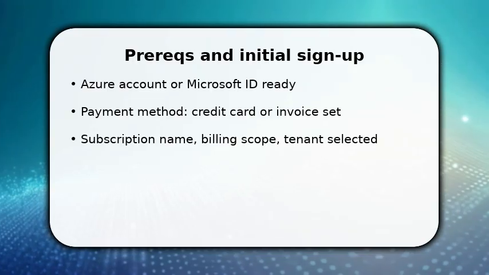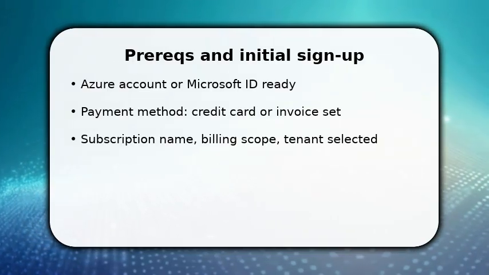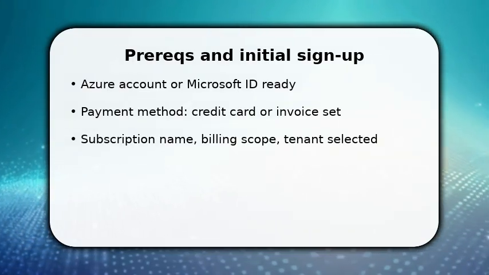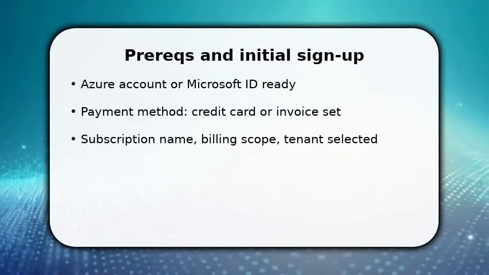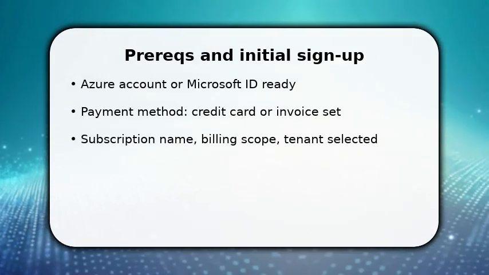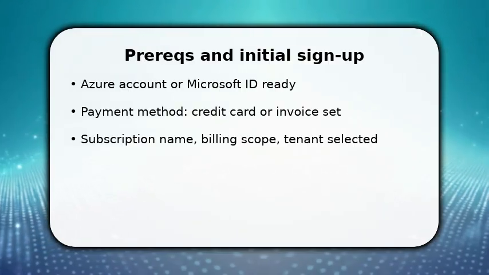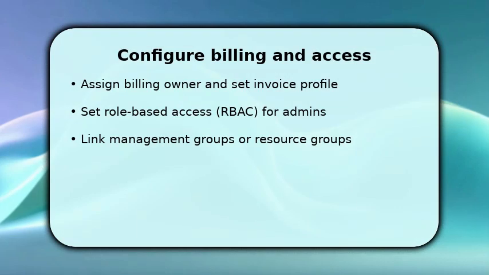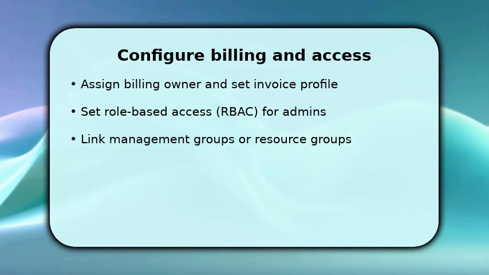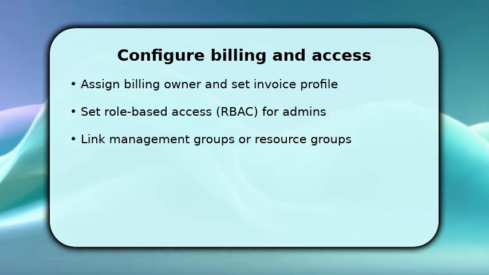Once done, click Add, pick an offer or Pay as you go, then enter a descriptive subscription name and billing scope. Make sure to select the correct tenant to avoid later cross-tenant issues, because the tenant determines identity and access boundaries. Next, configure billing and access so costs and permissions are correctly applied.